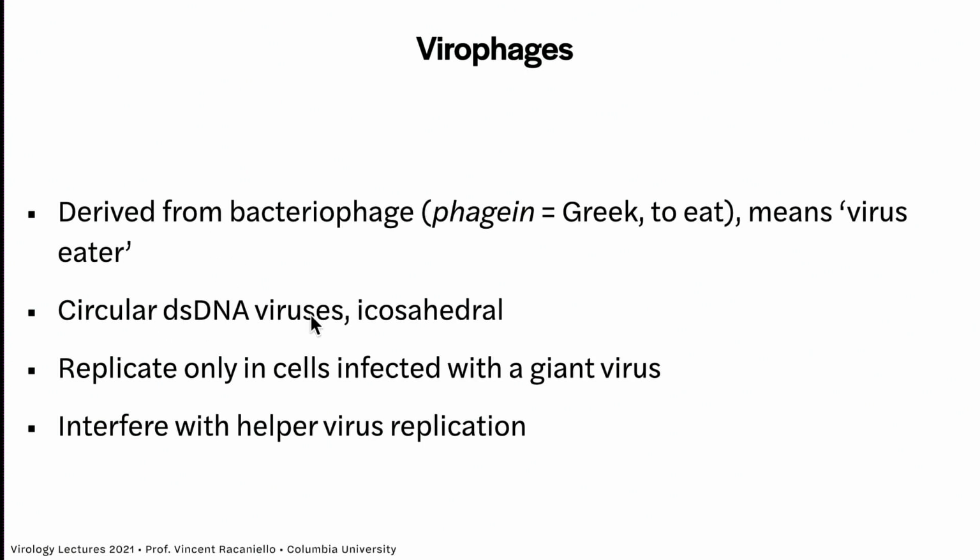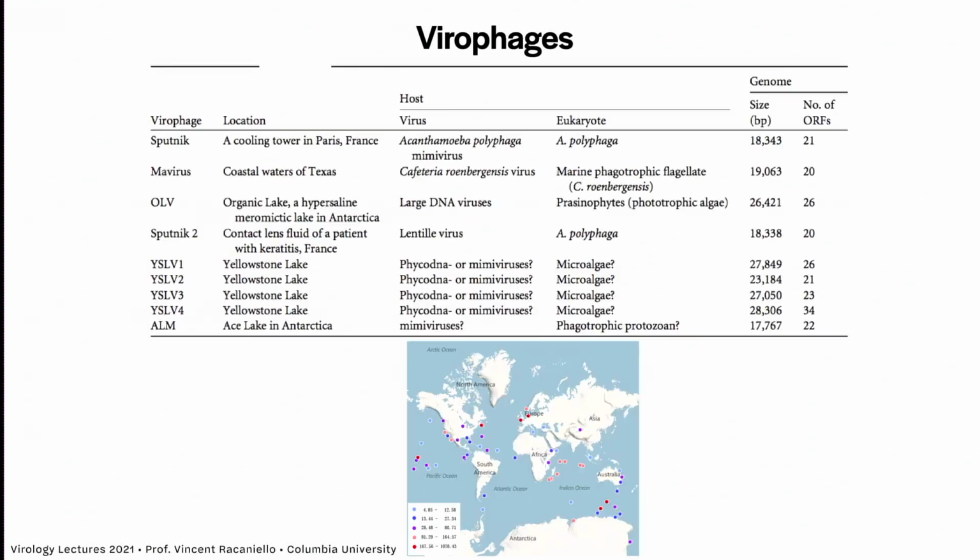You know, it's sticky. These are circular double-stranded DNA viruses. They have icosahedral capsids. And again, they're helper dependent, but these will replicate only in cells infected with a giant virus. And they seem to interfere with helper virus replication. Here are some virophages that have been discovered. The first one, called Sputnik, it's a satellite, right?